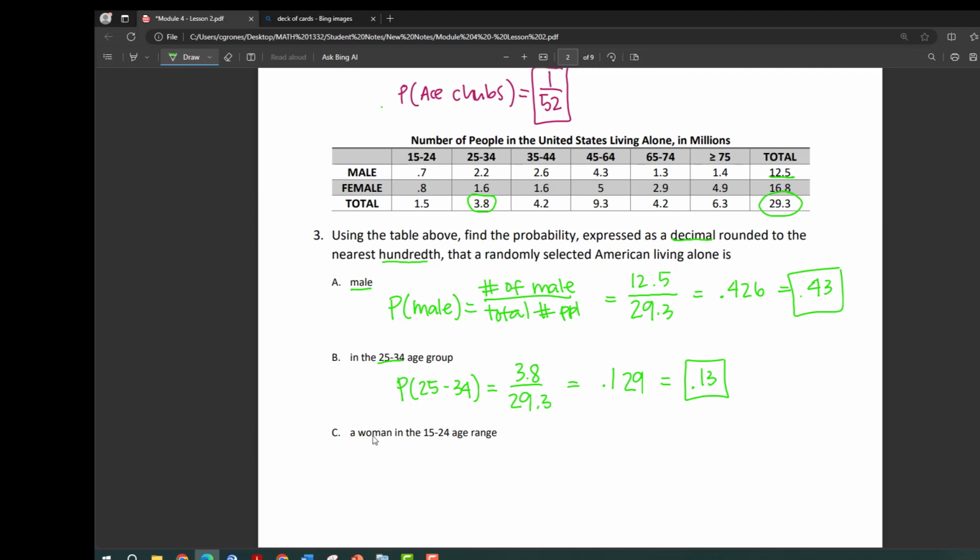Okay, and then the last one is a woman in the 15 to 24 age range. So we're looking for a woman and we want the 15 to 24 age range. So we're going to go to our table. The 15 to 24 age range is this first column and we want the females. So 0.8 out of the 29.3. Divide that and you should get 0.027, which rounds to 0.03.